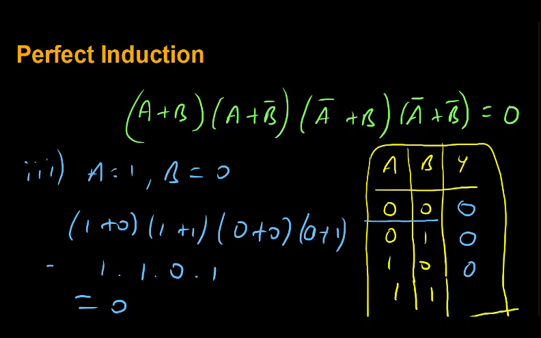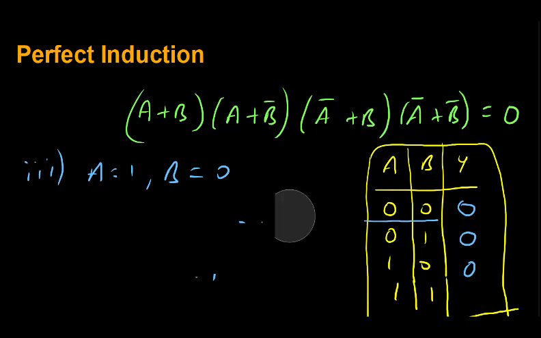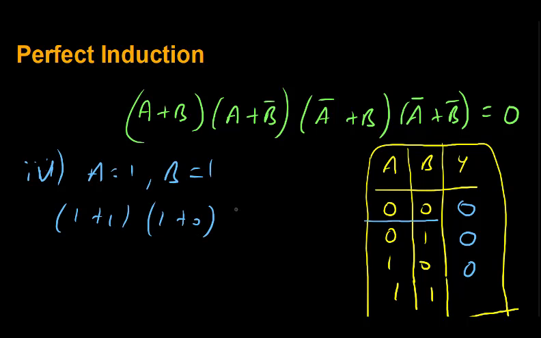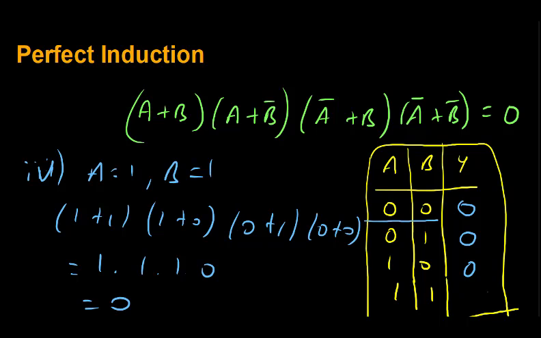Okay. And then finally number 4, this is the fourth one. Both are 1 1. So if we put 1 1, so 1 or 1, then 1 or 0, 0 or 1, and finally 0 or 0. So this is 1 dot 1 dot 1 dot 0. So again we get 0. So here we see all the combination outputs are 0.